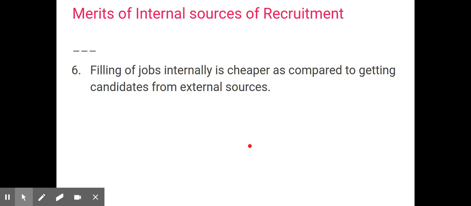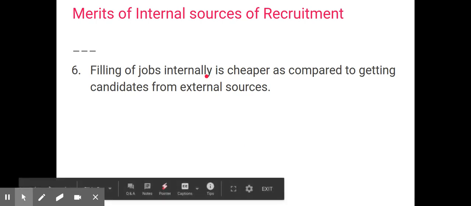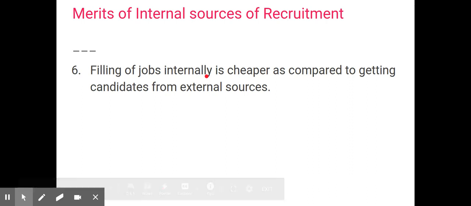Then, filling jobs internally is cheaper when compared to the external sources, because when you want to recruit a person from outside the organization, we have to give advertisements, conduct interviews, conduct so many tests, select the person, give training to the person, place them, and give orientation training. All these are avoided by filling the jobs internally. So the internal source of recruitment is cheaper than the external source of recruitment. In other words, the internal source of recruitment is less expensive than the external source of recruitment. So these are the merits of the internal source of recruitment.